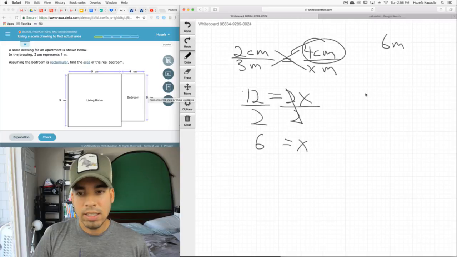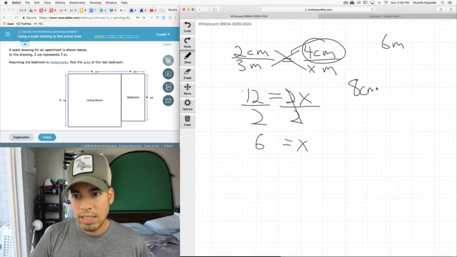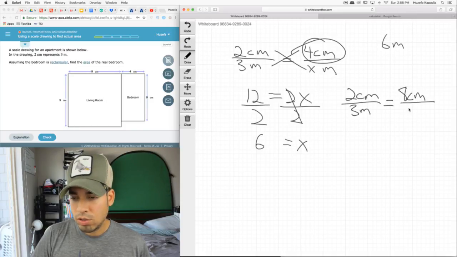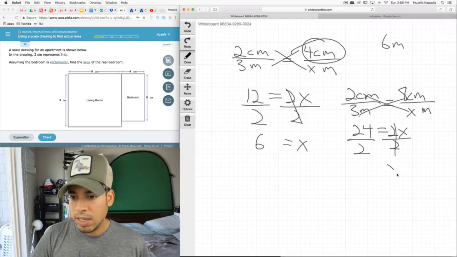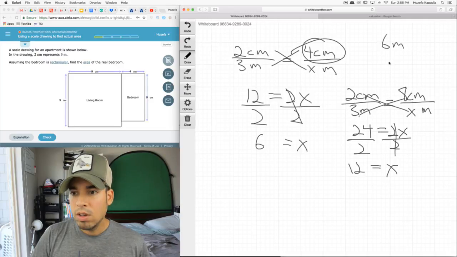Now I'm going to convert this 8 centimeters. So I'm just using a proportion. I'm going to say 8 centimeters... Whoops. Again, we're using the same starting point. 2 centimeters is equivalent to 3 meters, and then set it equal to 8 centimeters is equivalent to x meters. That's what we're solving for. Now we cross multiply. 8 times 3 is 24. 2 times x is 2x. Divide by 2. And we get x equals 12. So the other side is 12 meters.